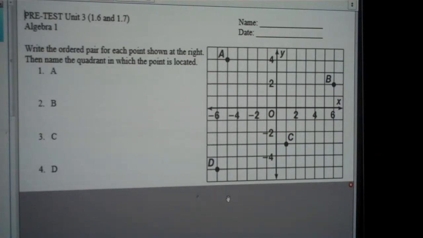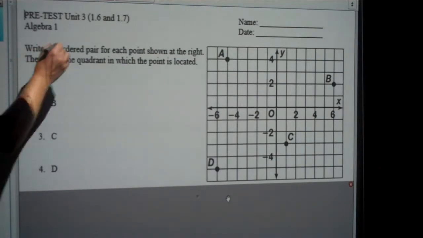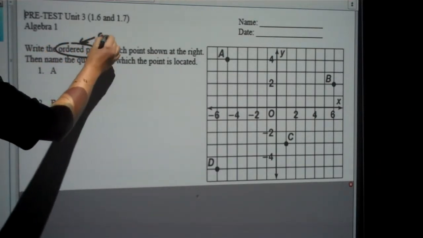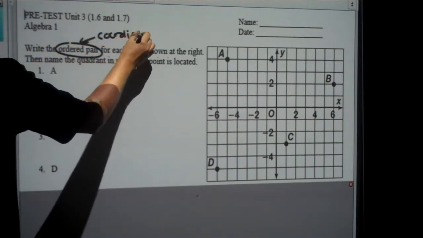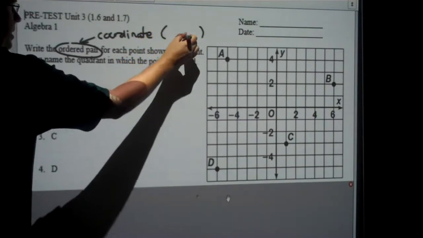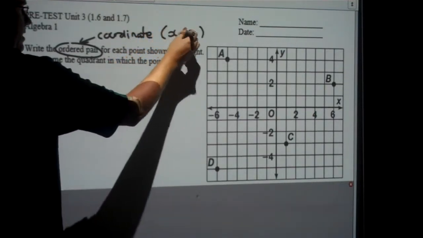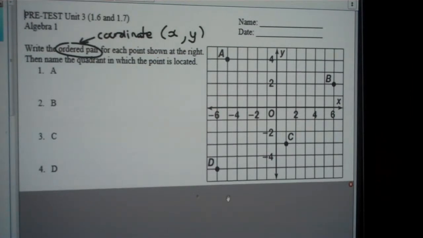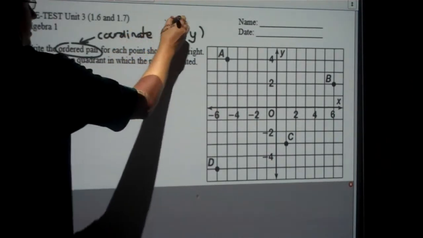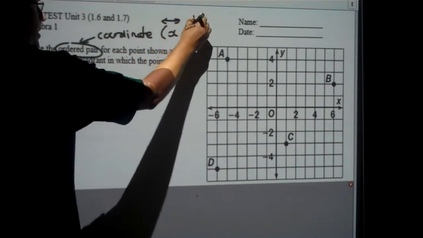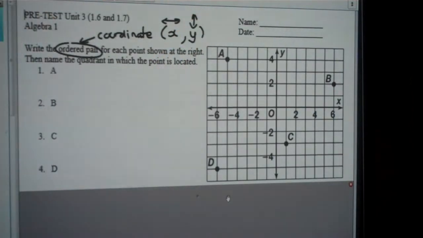Okay, this is the pretest or the test review for Unit 3, which is functions and relations. And the first question asks us to write the ordered pair for each point. So the other word for an ordered pair here is a coordinate, which means we're going to put something in parentheses here. We're going to list the x value and we're going to list the y value. So the x value is the left and right component, and the y value is the up and down component.